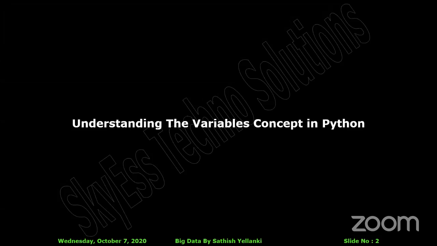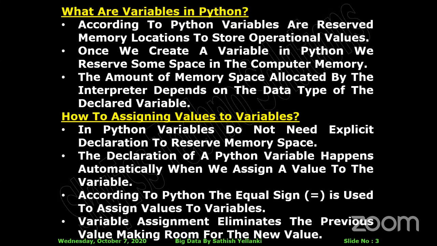So let us try to understand the concept of variables in Python. Now, I don't want to give you any basic definitions like what is exactly the definition of variable. It is a location where you store the required data for your program for that execution. Therefore, according to Python, variables are reserved memory locations to store operational values. So whenever you're creating any particular variable in Python, definitely we are reserving certain amount of space within your computer's memory.